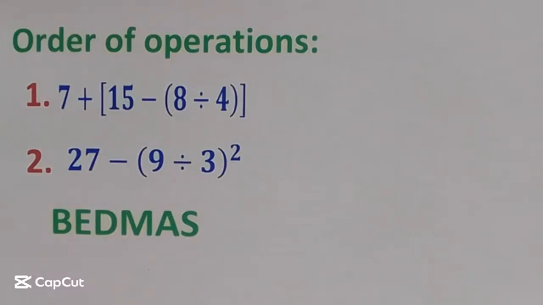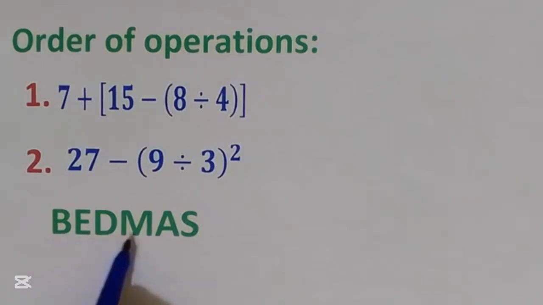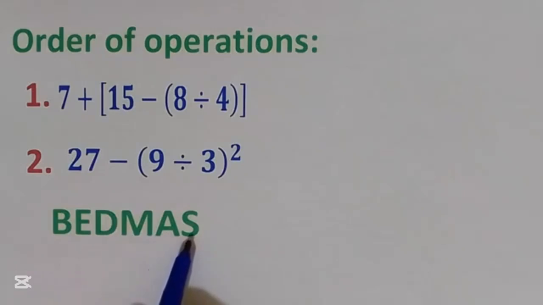Hello, welcome back. In today's lesson, we are going to work on order of operations and we are going to use BEDMAS. In BEDMAS, B stands for bracket, E stands for exponents, D stands for division, M stands for multiplication, A stands for addition, and S stands for subtraction. And the movement is from left to right.